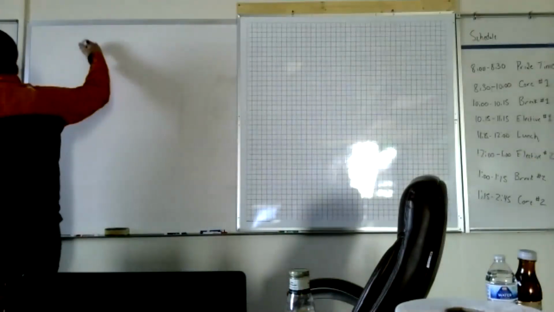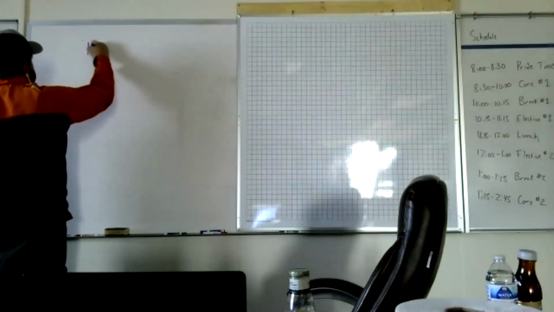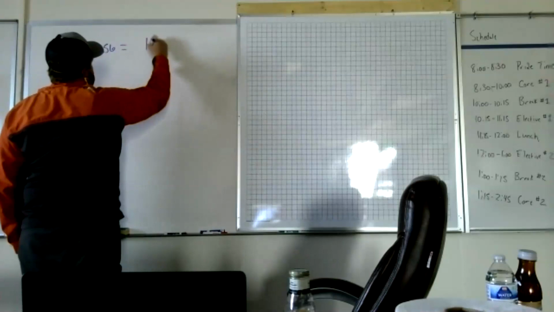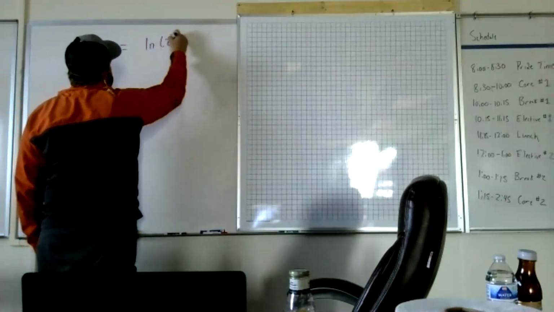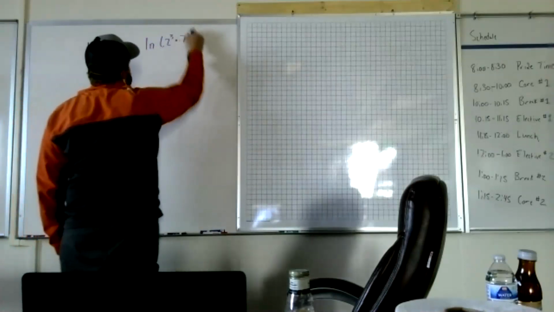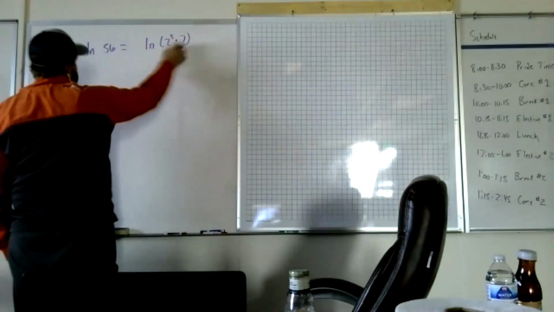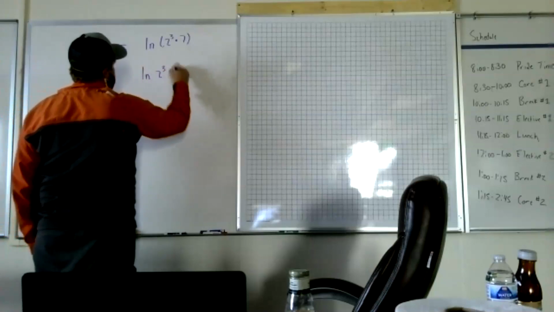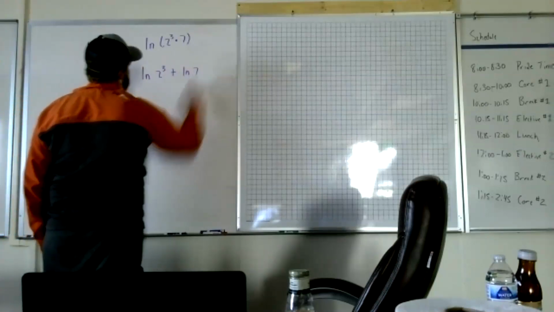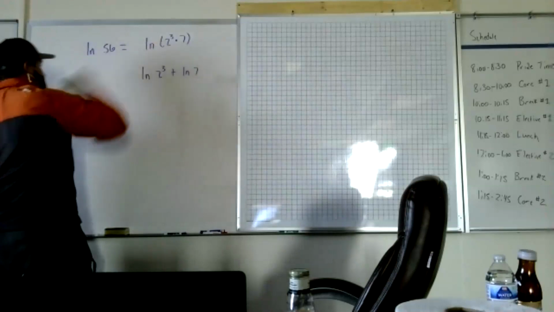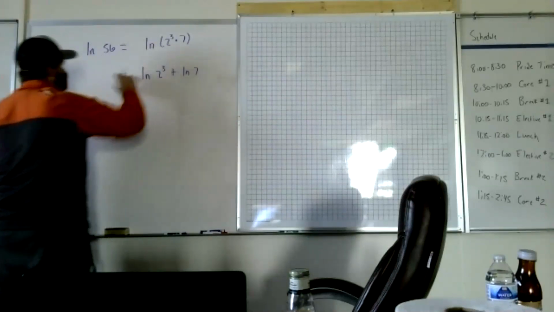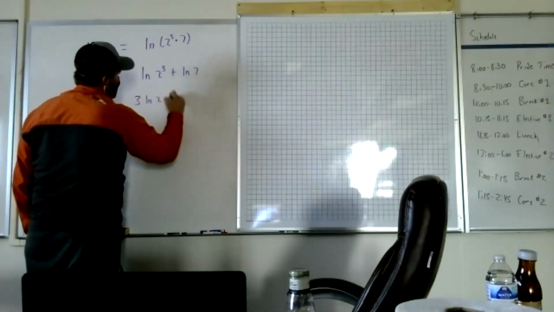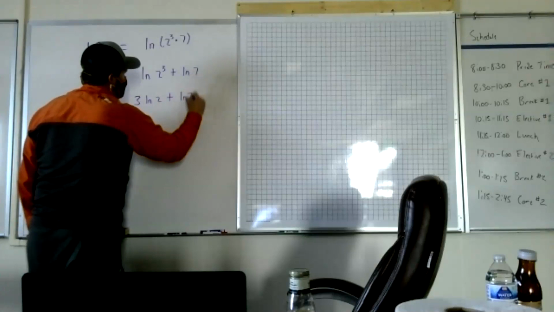So what that would look like is we take the natural log of 56, and that's equivalent to the natural log of 2 cubed times 7, right? Then we use the product property to split those: the natural log of 2 cubed plus the natural log of 7. And then we finish up using the power property, to get 3 natural log of 2 plus the natural log of 7.